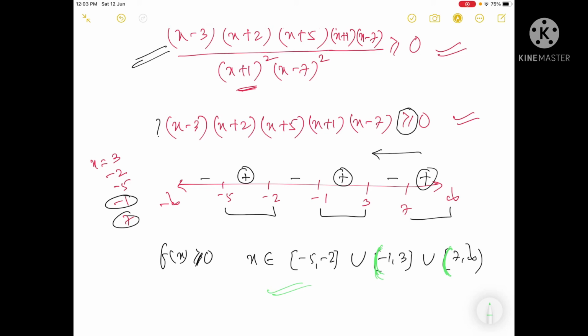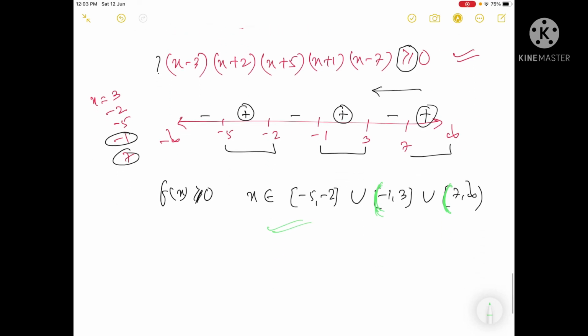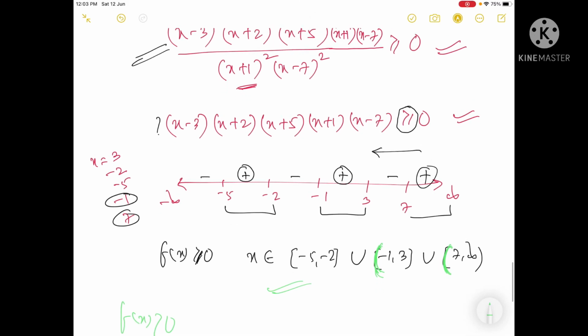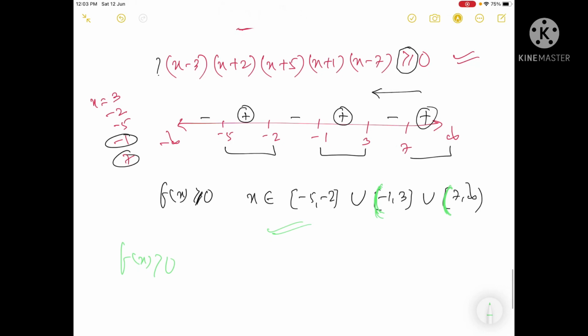That means whatever the wavy curve method says, we have to use some more concepts now. The point where the denominator becomes 0 should be excluded from the interval. Here, whether you have to find f(x) greater than 0, or less than 0, or greater than or equal to 0, or less than or equal to 0, always you have to exclude x equals minus 1 and x equals 7 from your answer.